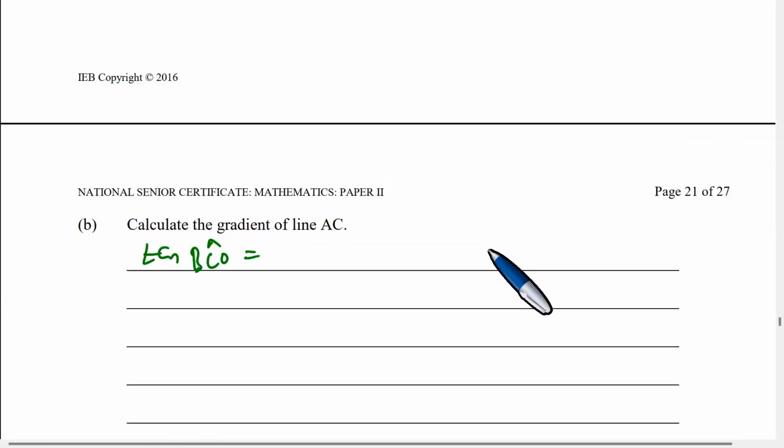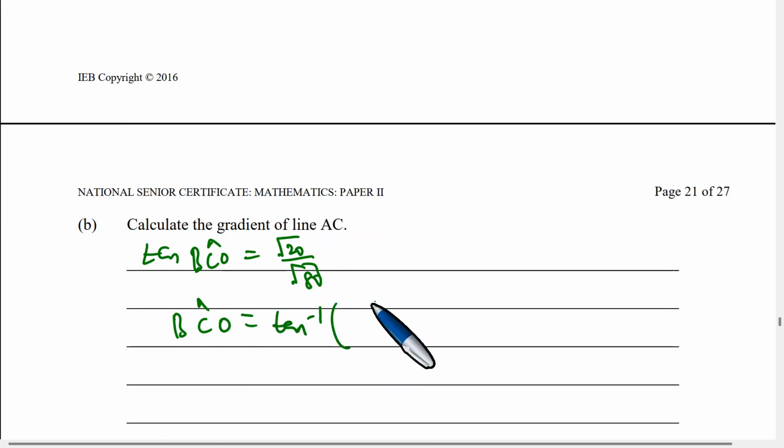Okay, you need to think fast. So it is the square root of 20, the opposite, over square root of 80, the hypotenuse. Right, so use a calculator. So that BCO is going to be arctan of the square root of 20 divided by the square root of 80. And this is 26,57 degrees. So then what is the gradient of that?